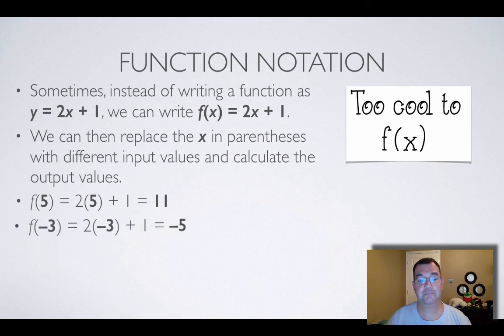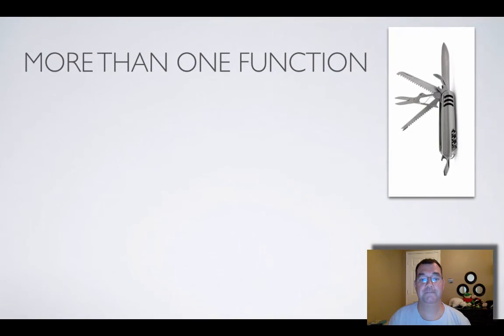So what I do is, instead of writing 2x plus 1, I write 2 times 5 plus 1, and that equals 11. Similarly, I could talk about f of -3, same function, but a different x. So instead of writing 2x plus 1, I write 2 times -3 plus 1, and that gives me -5. And finally, if I have f of 0, that means instead of writing 2x plus 1, I write 2 times 0 plus 1, and that equals 1.